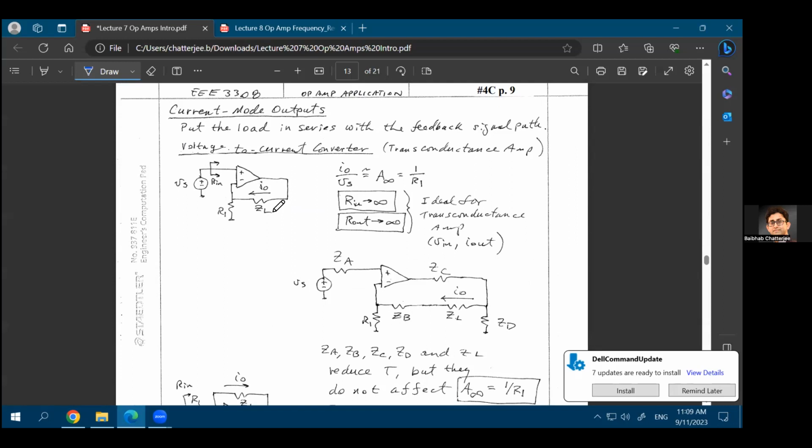All right, perfect. So next, we'll look into current mode outputs. You can have an input current and an output current. Even though the op-amp, we are defining it as a voltage controlled voltage source, your input could still be a current, output could still be a current. So for that, you will put the load in series with the feedback signal path.